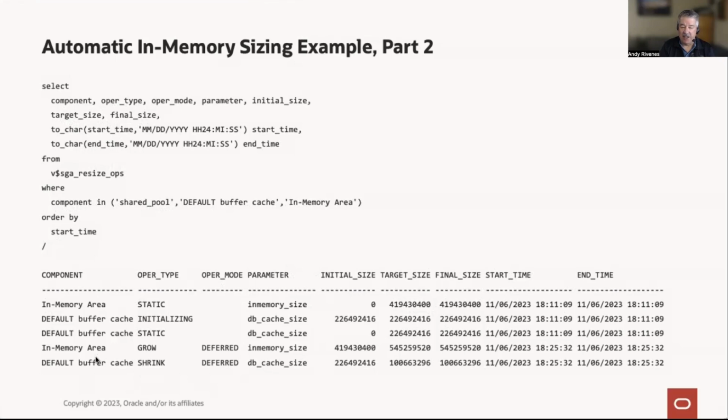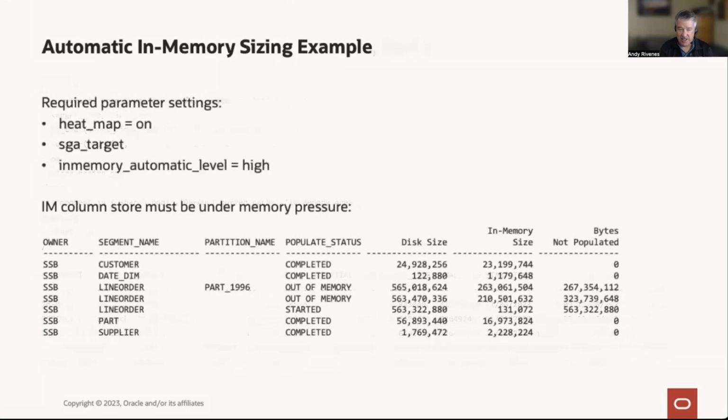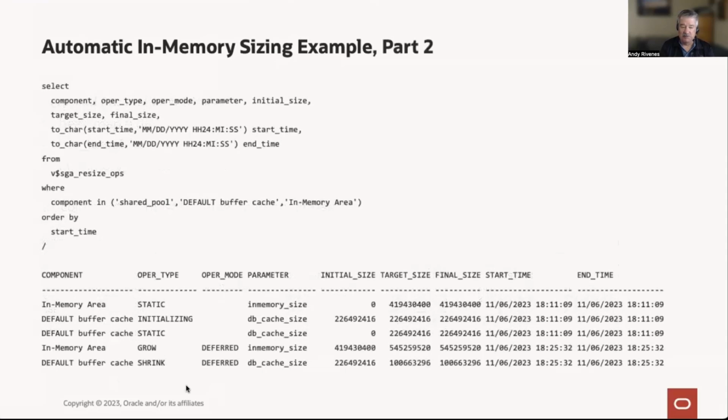And then the buffer cache was shrunk, because all I was doing in this single user system was running queries against the line order table. One of the interesting things to be aware of is that the activity needs to continue. If you have this environment and you just start querying the line order table to get some heat map statistics and then stop, we'll change it, but we won't continue to change things.